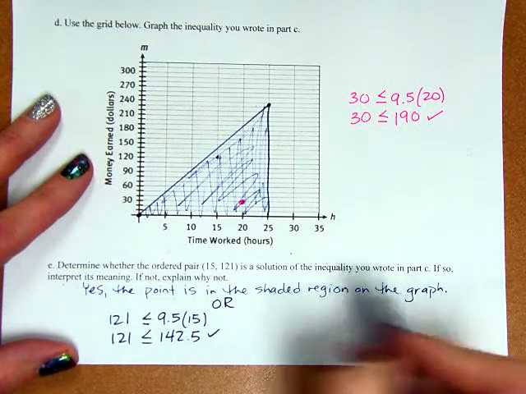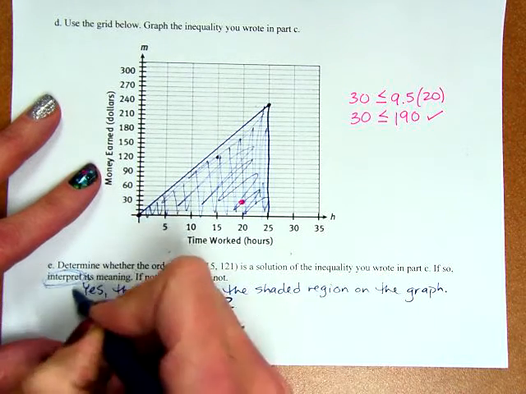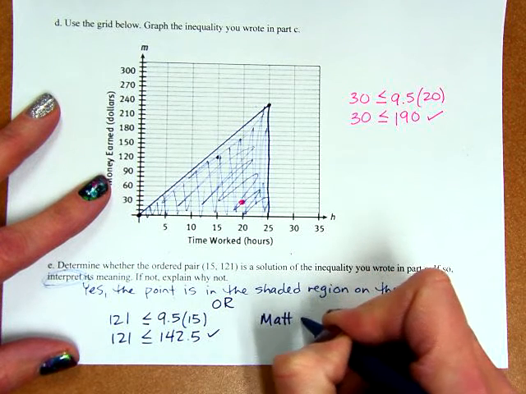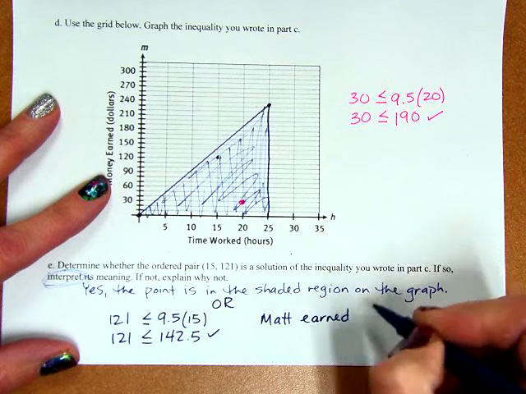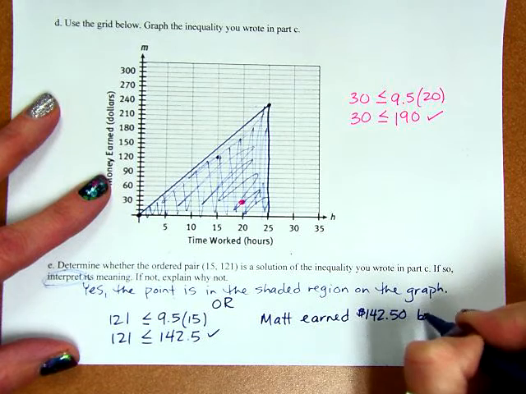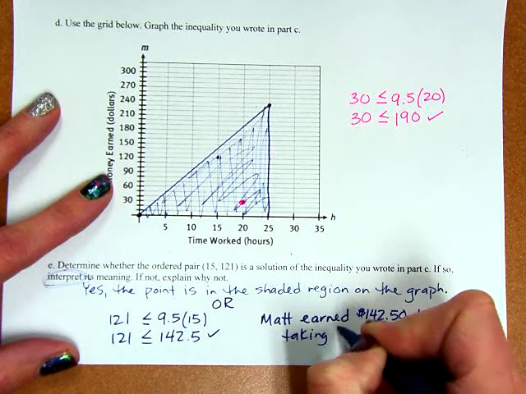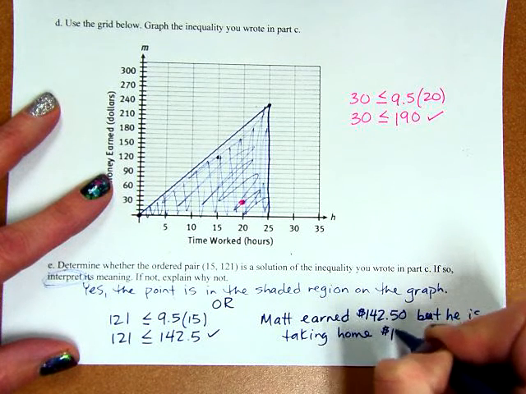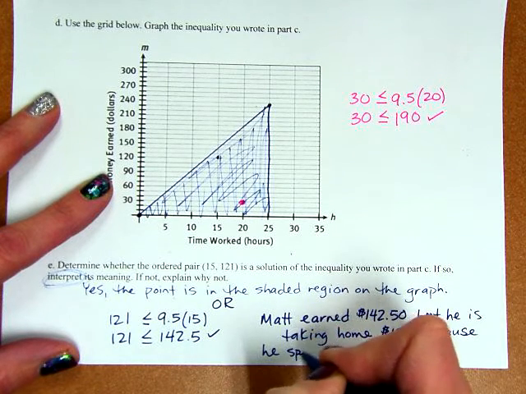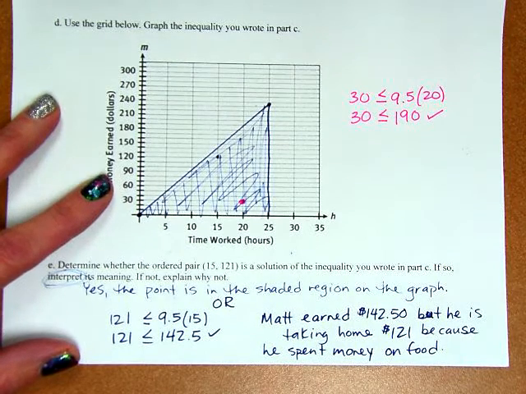So that's how we're going to interpret. It says to interpret the meaning. So you can either use your graph or use your equation, and then I have to interpret. So the meaning is Matt earned $142.50, but he is taking home $121 because he spent money on food at the restaurant.